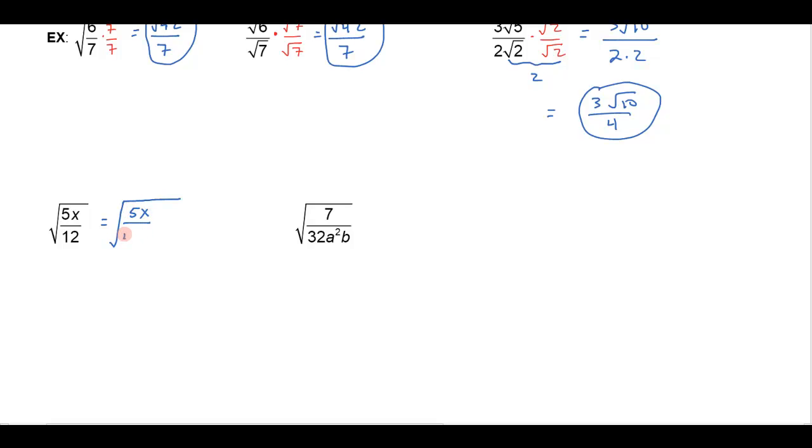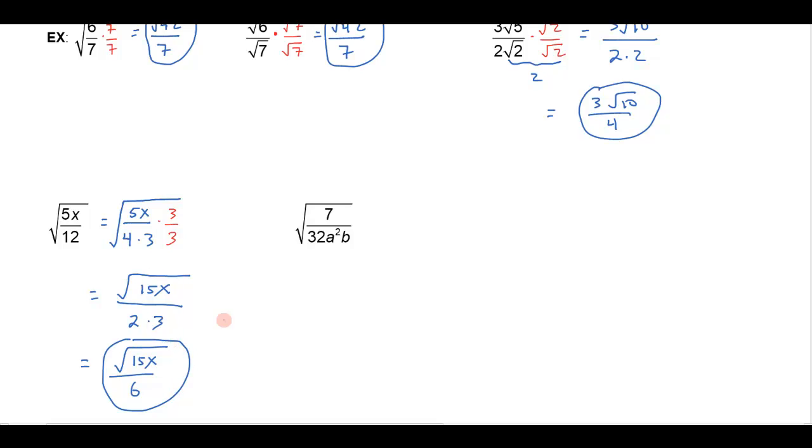Think of 12 as 4, because 4 is a perfect square, times 3. And then, since I'm already going to be able to bring this square root of 4 out, I can just multiply by 3 over 3. So this will give me the square root of 15x in the numerator, and then I'll have the square root of 4, which is 2, and the square root of 9, which is 3. Okay? So my final answer here would just be the square root of 15x over 6, and that would be the easiest, best way to do that.